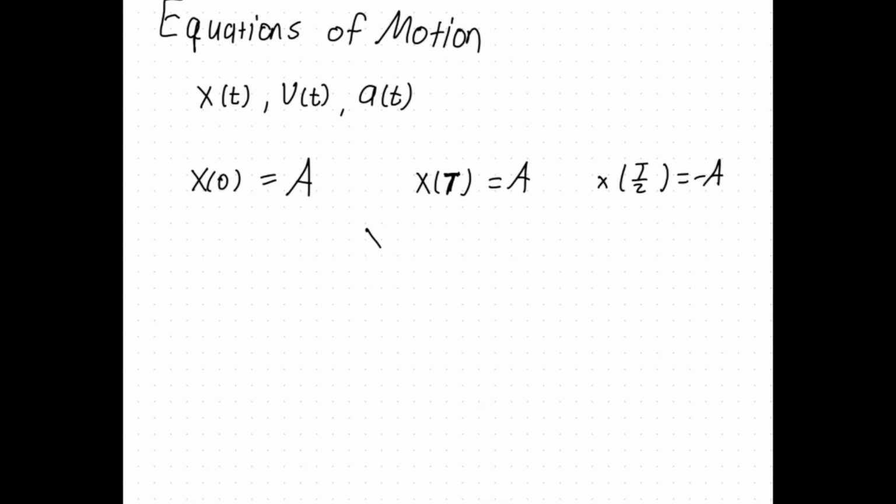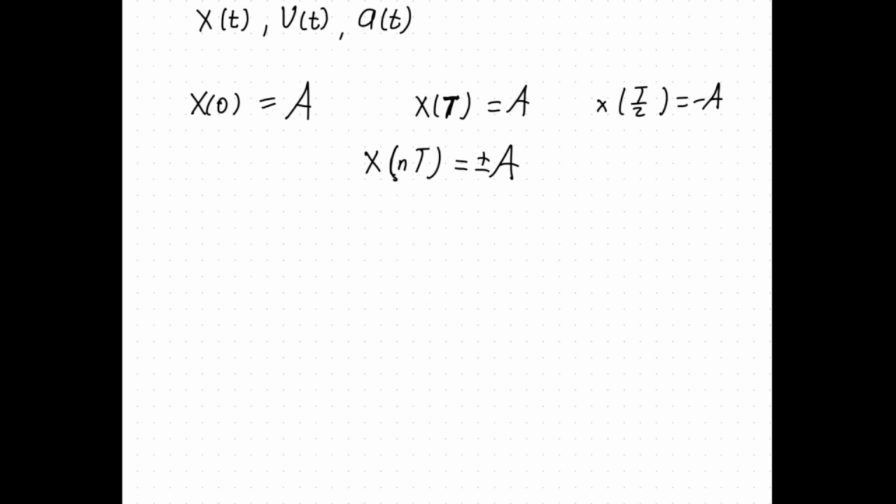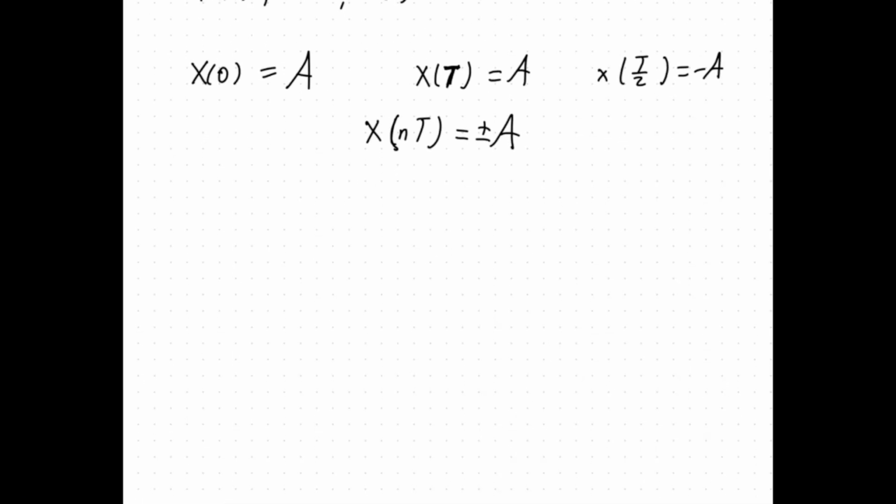One more thing is that this x of n times T, where n is just any integer number, whether it's 1, 2, 3, or negative 1, 2, 3, or 4 or 5, or whatever, any integer number, I should get a plus or minus A, depending on what n is, right? So this is the periodicity, is that after every T, or 2T, or 4T, or 73T, or whatever, as long as it's an integer number times T, if I plug that number in for time, I will get either plus or minus A, right?